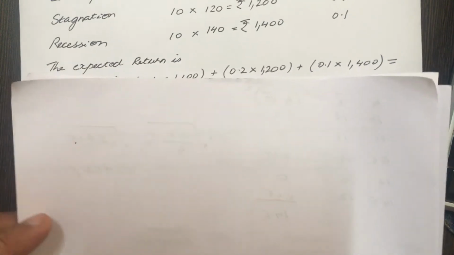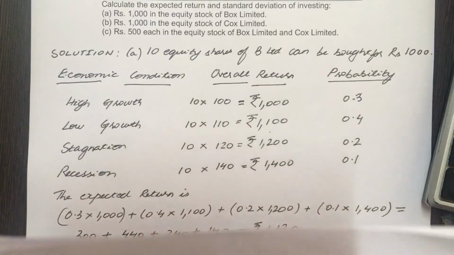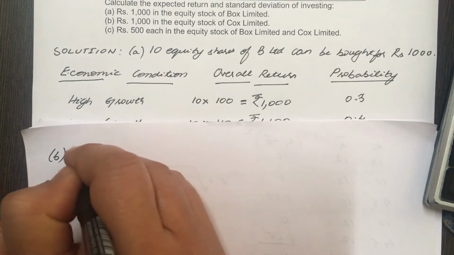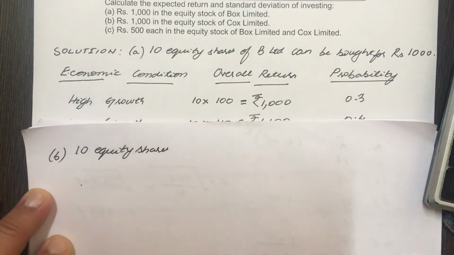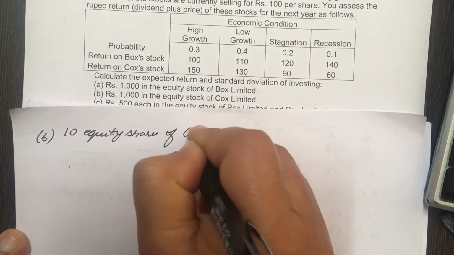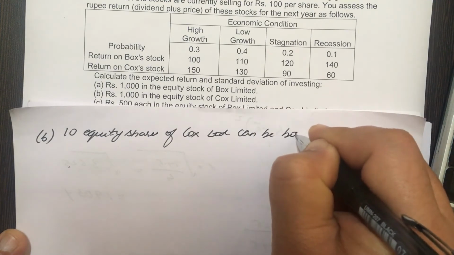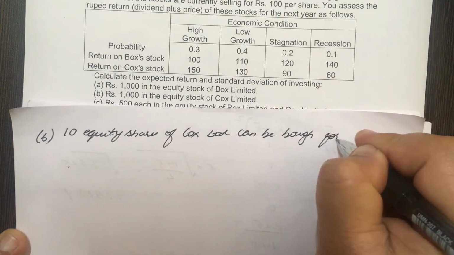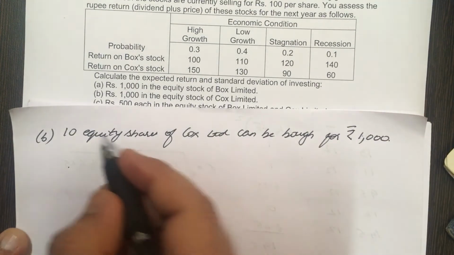B. Again with 1,000 rupees, how many shares can you buy if the price per share is 100? So 10 shares. Okay, so 10 equity shares of Cox Limited can be bought for rupees 1,000. So let's show the probability distribution just like A.